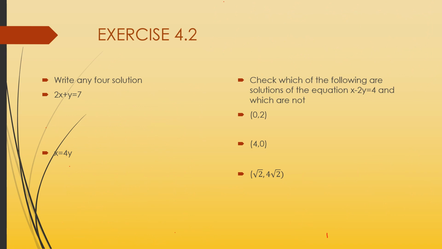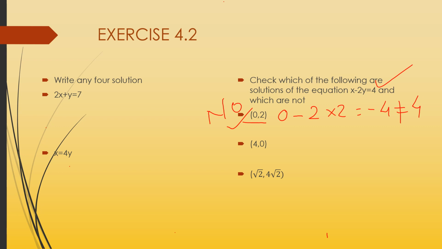Next question is, check which of the following are solutions of the equation x minus 2y equals 4 and which are not. For checking the solution, simply substitute the value of x and y in the equation. So here the value of x is 0. 0 minus 2 into 2, which is -4, which is not equal to 4. No, the first value is not the solution.